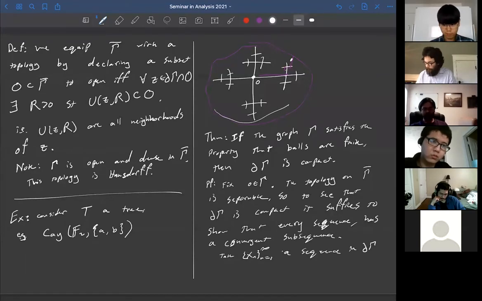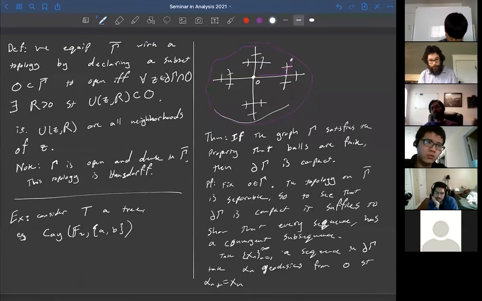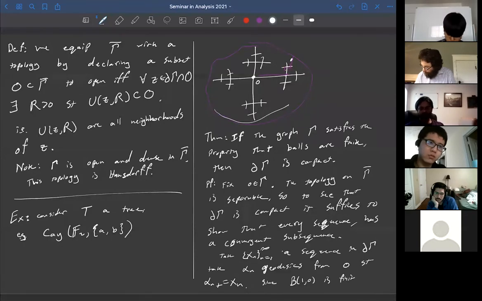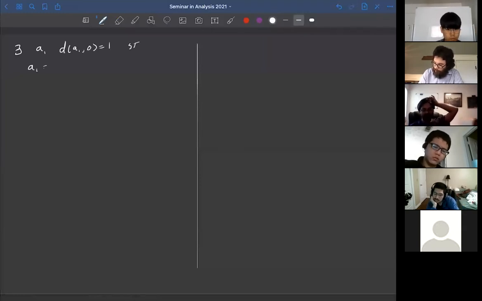And then we'll do exactly what I said. So we'll take alpha_n, geodesics from the origin such that alpha_n plus is equal to x_n. We know that there are finitely many choices. Since the ball of radius one at the origin is finite, there are finitely many choices for alpha one. So there exists some point A1 in the ball, with distance from A1 to the origin equal to one, such that A1 is equal to alpha_n(1) for infinitely many n's.